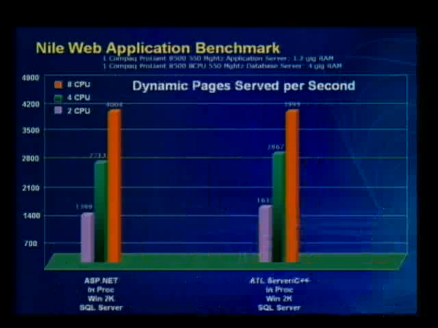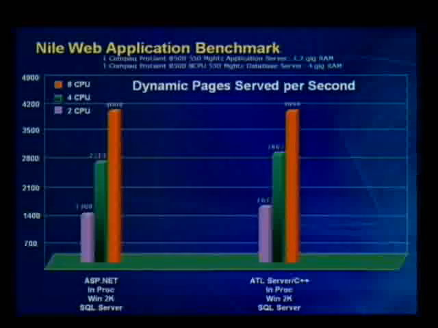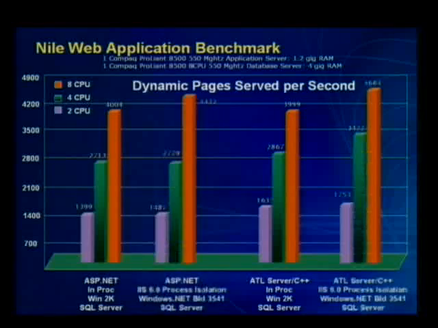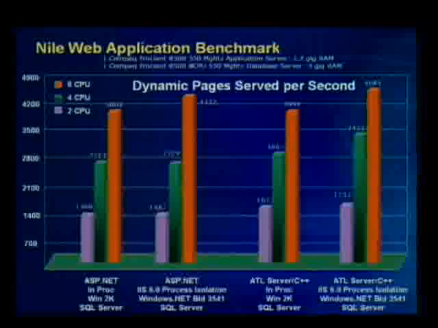So let's look at the same numbers. These are the same numbers from the earlier slide for ASP.NET in proc and ATL server in proc. And let's compare that running on Win2K to our new Windows.NET server, IIS6, with its kernel mode listener to see what type of performance improvement we get. It's actually pretty darn good.